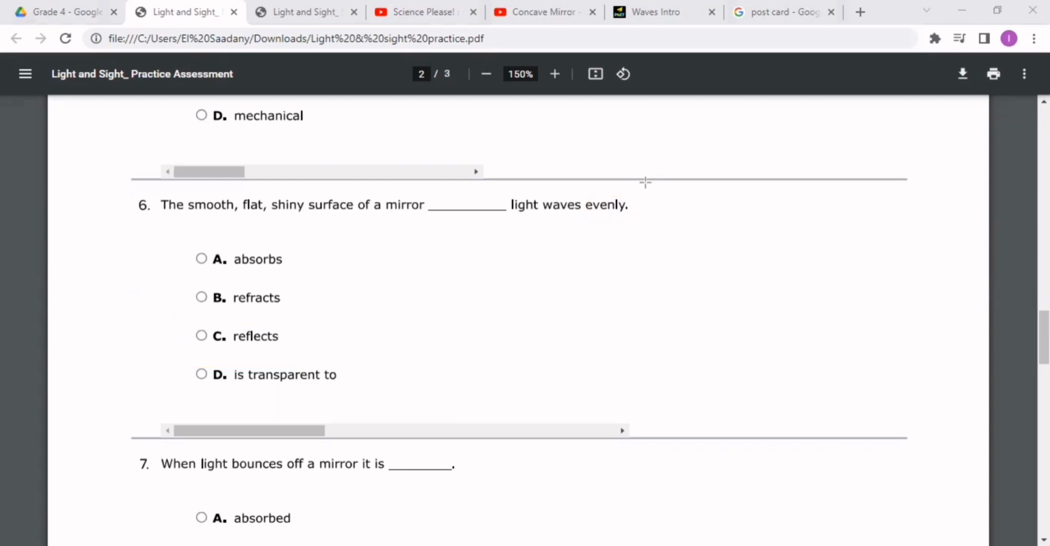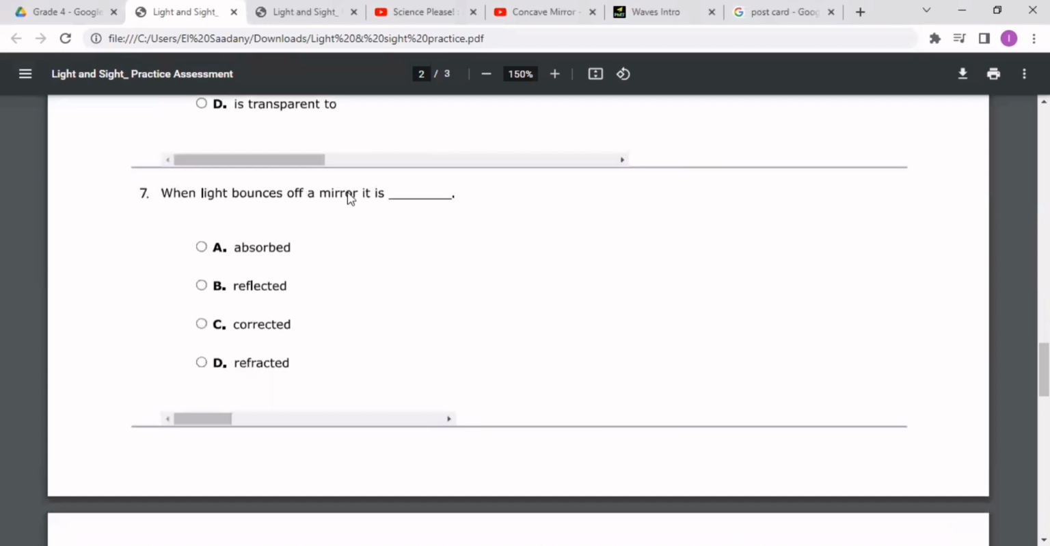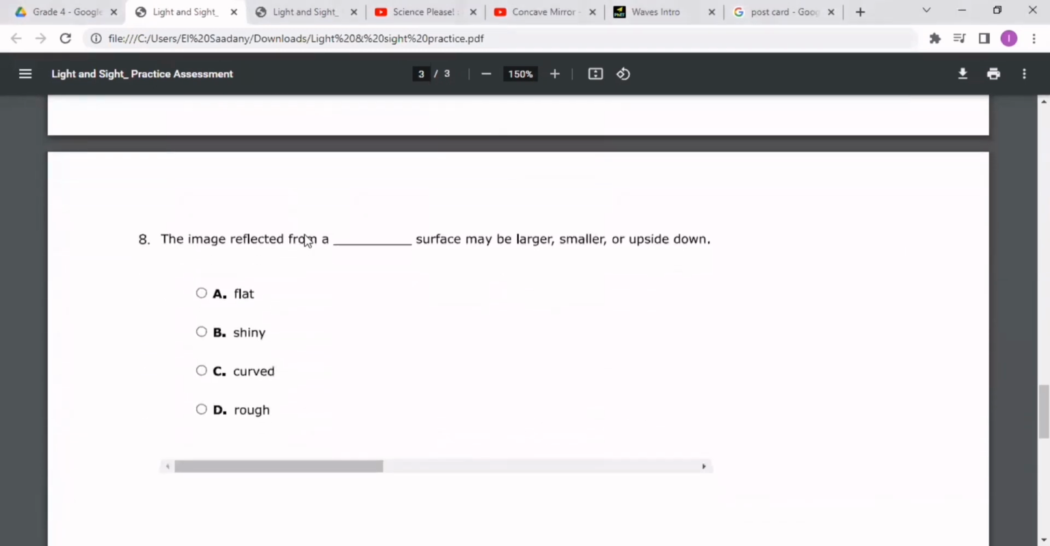طيب when the light bounces off a mirror, it is absorbed ولا reflected ولا corrected ولا refracted. The same answer. When the light falls on the mirror it is reflected، بينعكس. The image reflection from a surface may be larger, smaller or upside down.